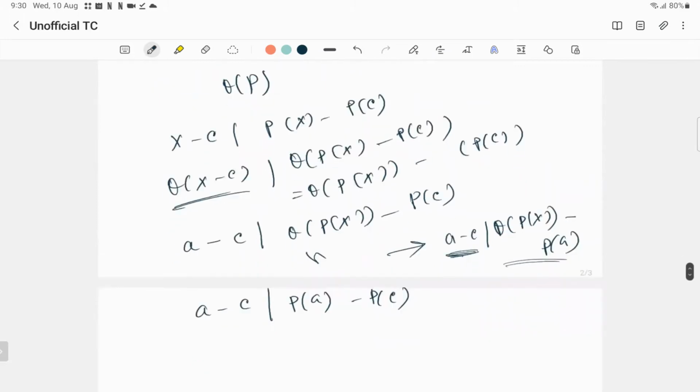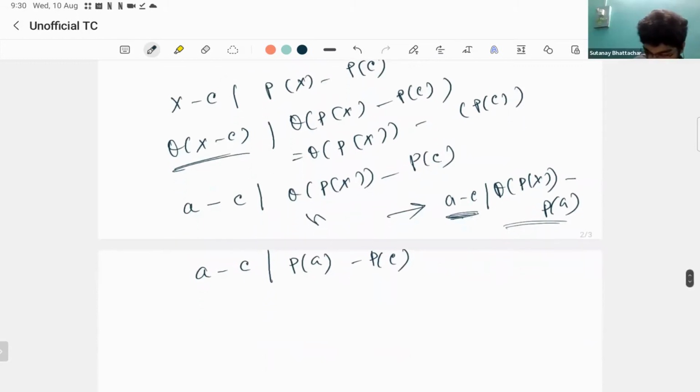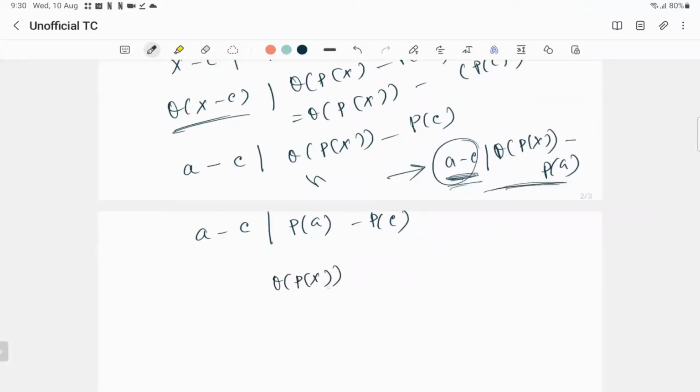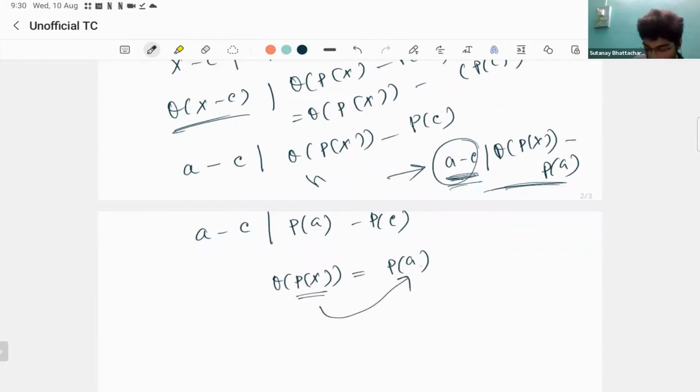Now we can choose c to be anything, so this integer can be whatever we want. That effectively forces theta p of x to be equal to p of a, which is what we wanted. That basically means you give any polynomial and it spits out this integer p of a, where a is some fixed integer. That was the original goal.